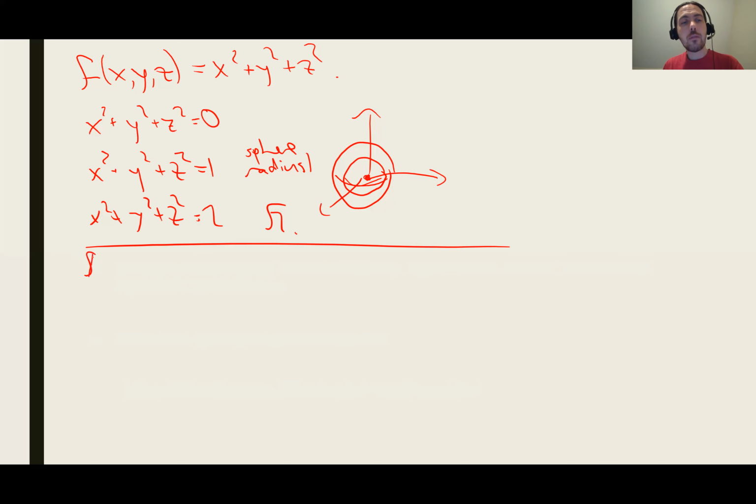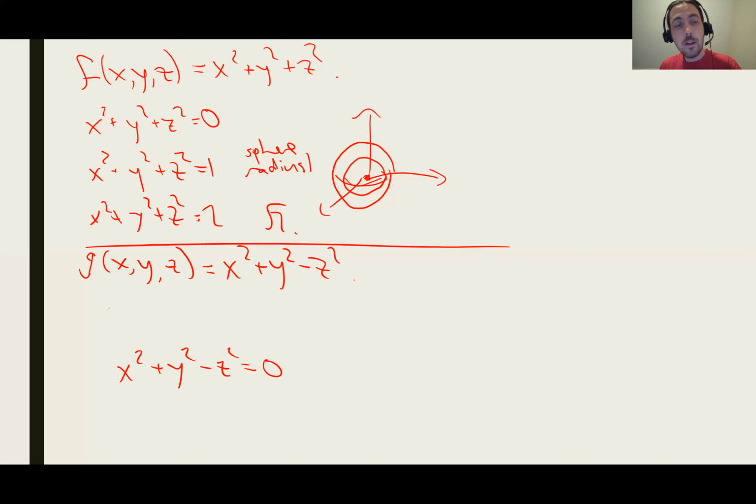Similarly, we could look at another function of 3 variables, g of x, y, and z. By making a slight change to this function, changing it to x squared plus y squared minus z squared, we change the behavior of the function quite a bit. So now we could look at x squared plus y squared minus z squared is equal to 0, or x squared plus y squared minus z squared is equal to 1, or x squared plus y squared minus z squared is equal to minus 1, and we start to get different behavior depending on these different values.